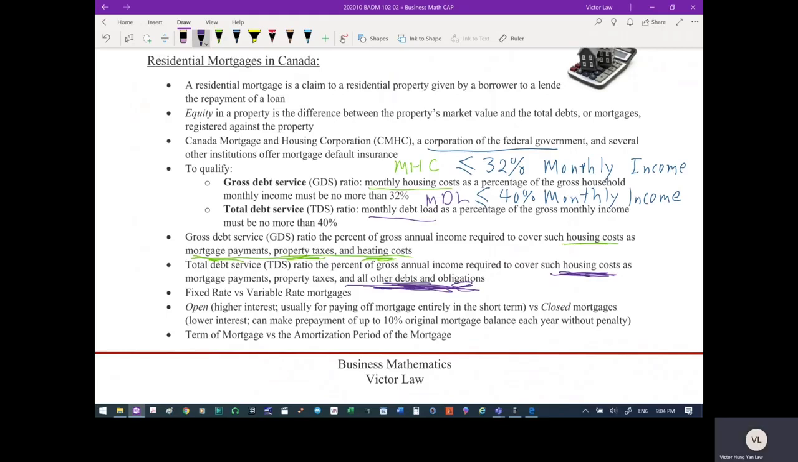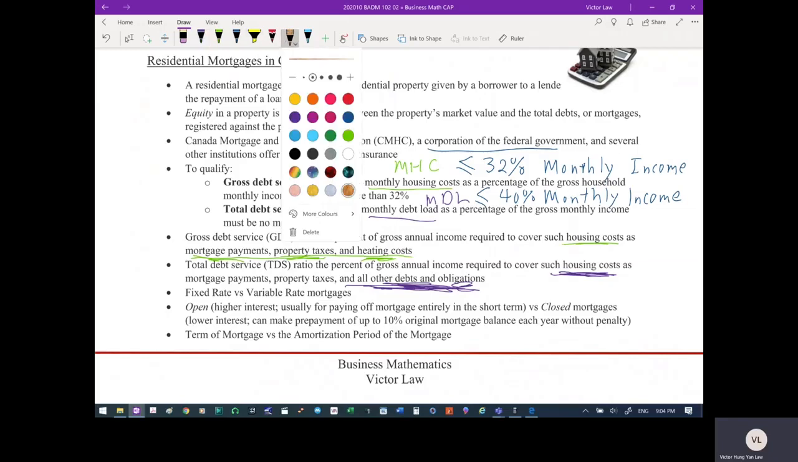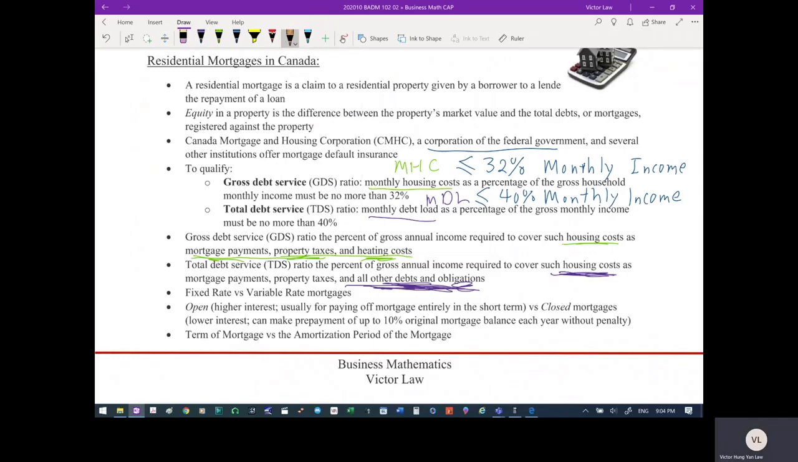And the next terminology that you need to know is open and closed. Open and closed are referring to how much prepayment you can make without taking any penalty. Open means that you can pay off your mortgage entirely without paying any penalty. Closed means that you can only pay up to 10% of your original mortgage balance.